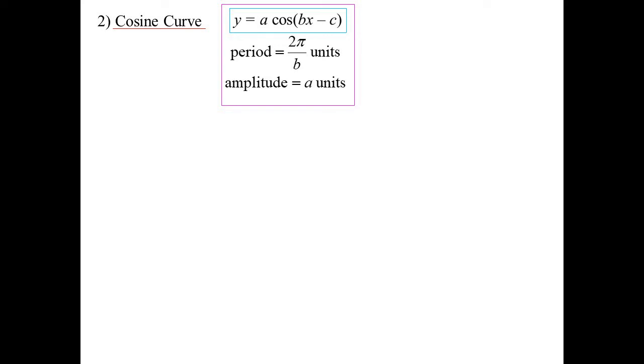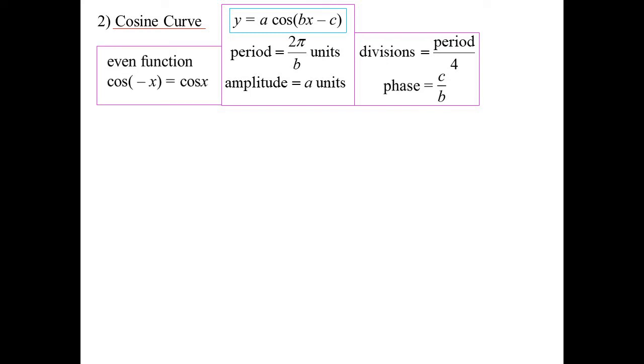Amplitude is still a. Of course it's the same, because the sine curve and the cosine curve are the same curve. It's just that one's shifted. So I'm still going to mark off my divisions, period divided by 4. The phase is still c over b. It's an even function, however. So in this case, cos of minus x will equal cos of x.